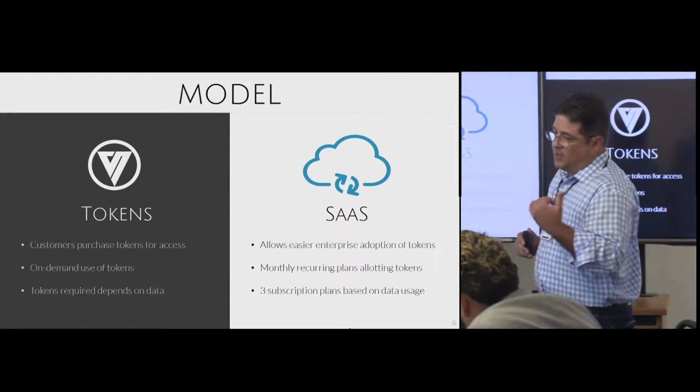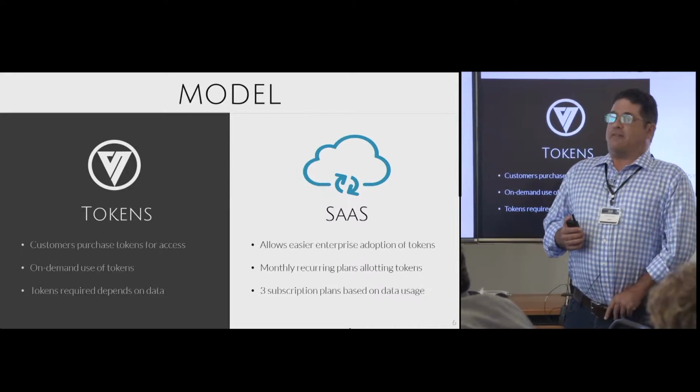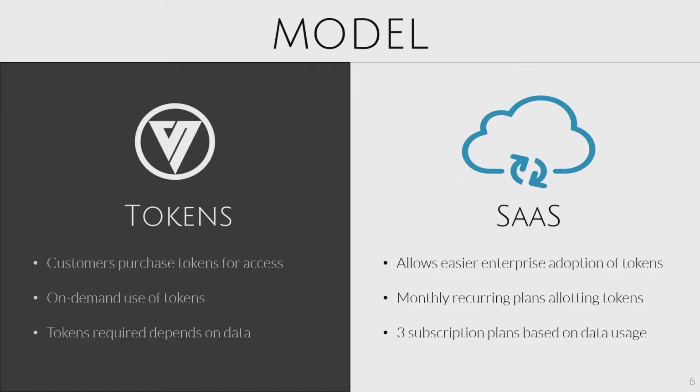Now, when it comes to our model, we did everything around tokens. We wanted everybody to pay with tokens. When we took it out and started talking to some people, we realized a lot of organizations weren't familiar with that yet. So it basically starts at tokens, and we have a SaaS model, which is a 3-tier plan based off data usage, which basically abstracts the use of the token, but the token is still underlying inside of the actual SaaS plan itself.